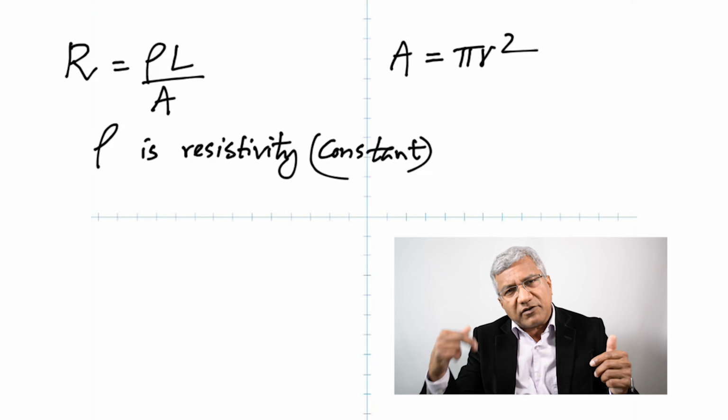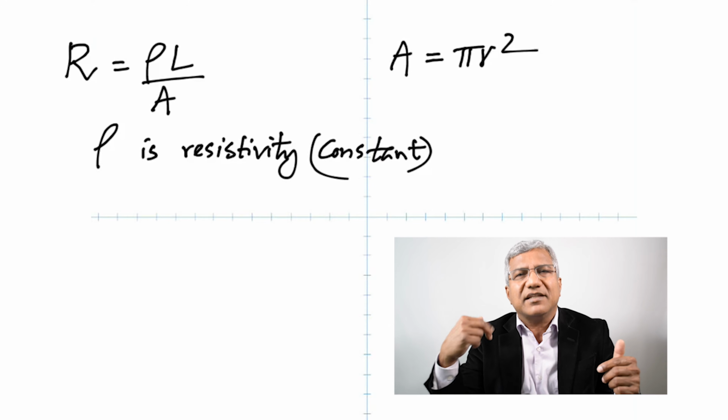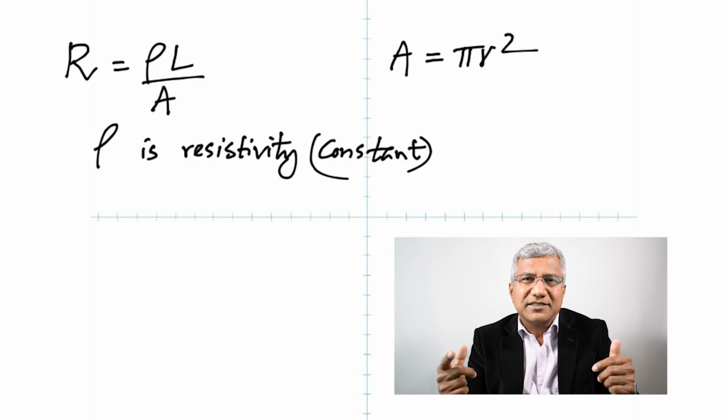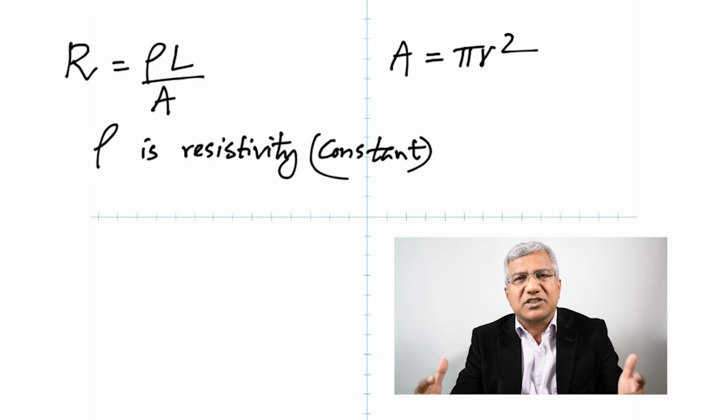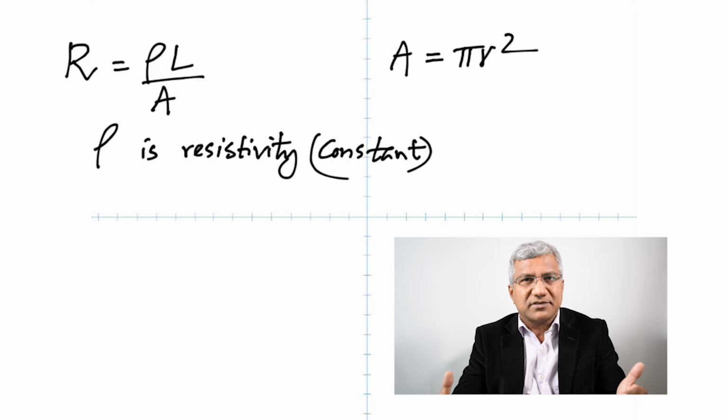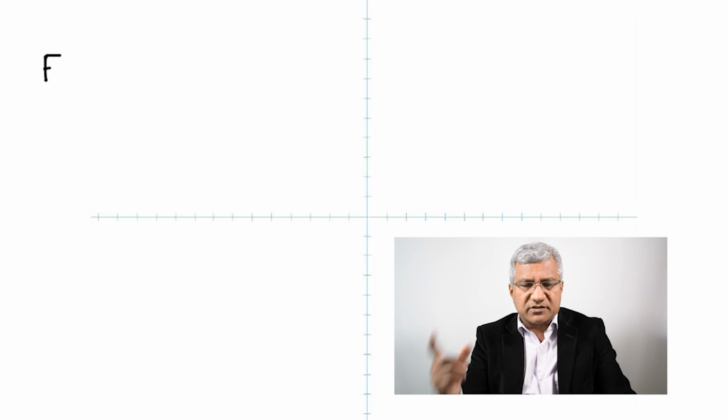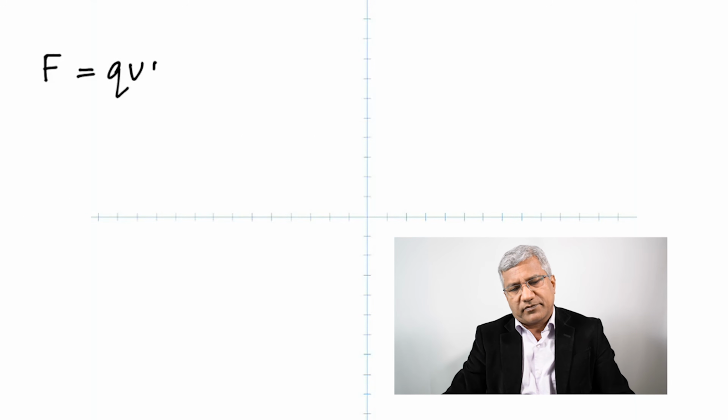But when the area of cross-section becomes half, the resistance again doubles. That means the resistance quadruples. The resistance becomes 4 times the original value. Here is the third concept.